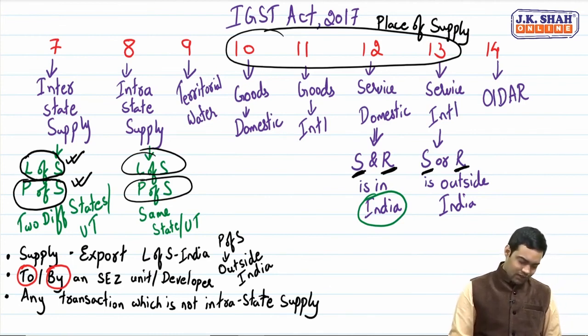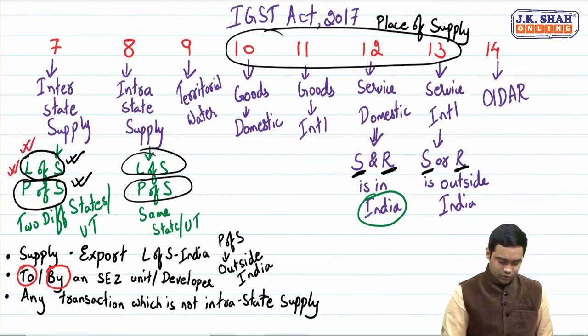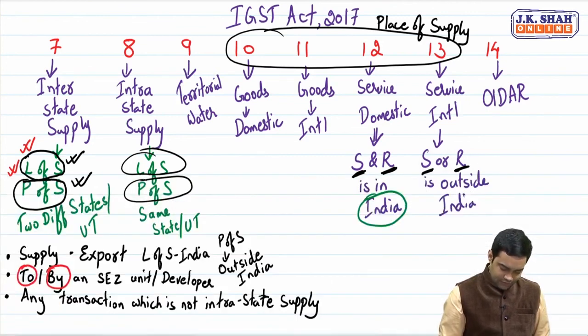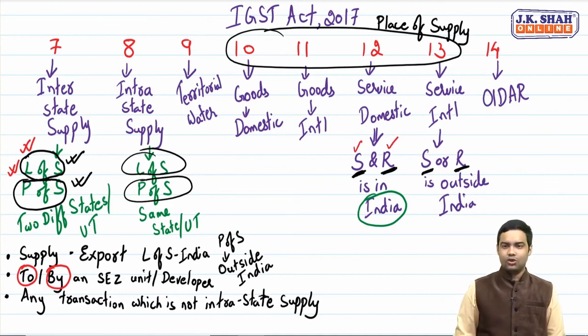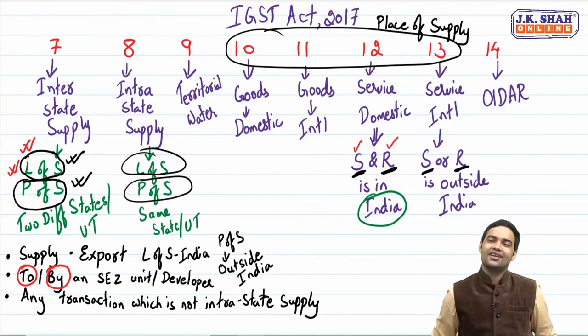First, when you do a comparison between inter and intra, it is location of supplier and place of supply. When you have to choose between 12 and 13, which help you to determine place of supply, you check supplier and recipient. If both are in India, section 12. If both or one of them is outside India, then it would be covered by section 13.